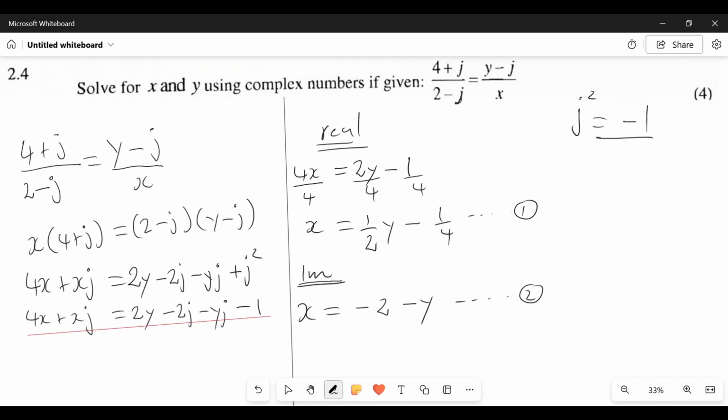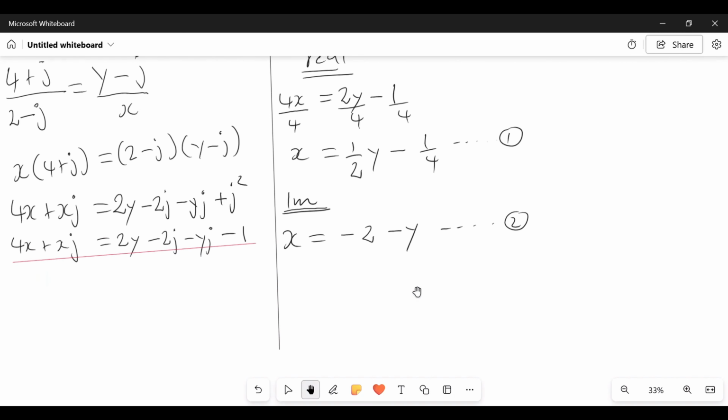In order for us to get x and y, we need to use simultaneous equations. You can also use elimination, but I find simultaneous equations to be the best between the two. So I'm going to create a little bit of space here so that we don't get confused. You can substitute 1 into 2. There we go. So here's our 1. Our 1 is equal to x, and 2 is also equal to x. So we can equate these two equations. So we can say 1 over 2y, which is equation 1, minus 1 over 4 is equal to -2 minus y. There we go.